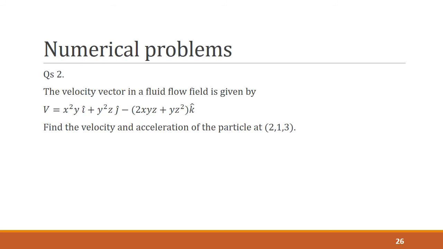So this is the next numerical problem. Again, a very similar numerical problem. If you want, since you already understood how it is to be done, you can pause the video and do this problem on your own. Velocity vector is given by x squared y i cap plus y squared z j cap minus (2xyz plus yz squared) k cap. Find the velocity and the acceleration of the particle at the point (2, 1, 3).